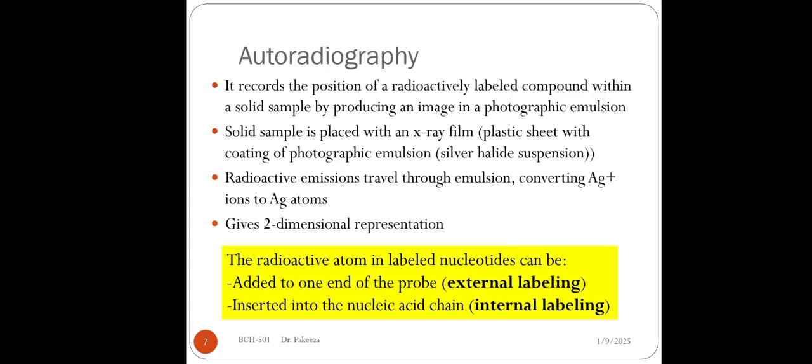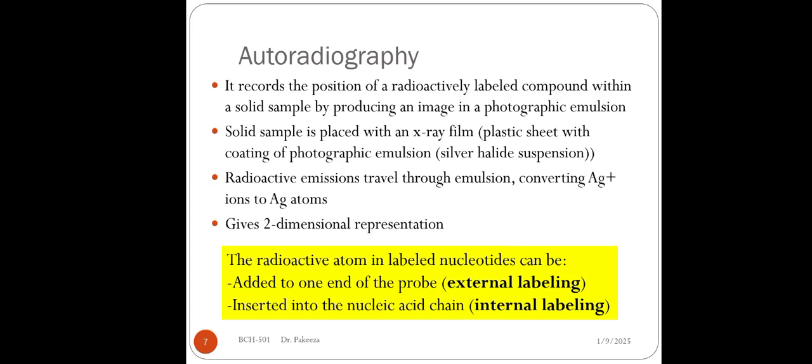So autoradiography is something similar to X-ray monitoring or X-ray documentation. What happens? It records the position of a radioactively labeled compound within a solid sample by producing an image in a photographic emulsion. What we do is place the solid sample with an X-ray film. X-ray film, as we have seen already, we all are very well aware, is a plastic sheet with a coating of photographic emulsion, and the photographic emulsion is a silver halide suspension.